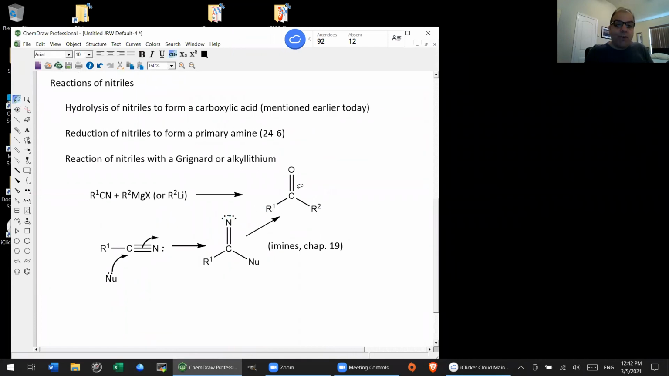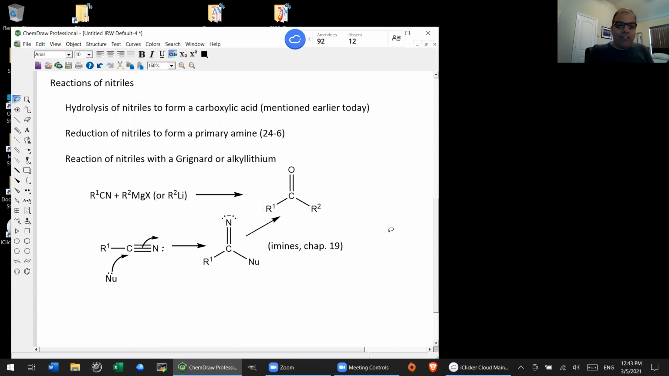And then, of all things, you wind up getting a ketone out of it. The portion of the ketone that has the carbonyl and R1 comes from the nitrile. So the carbonyl carbon used to be the nitrile carbon. And then the other group, R2, comes from the Grignard reagent or alkyllithium.